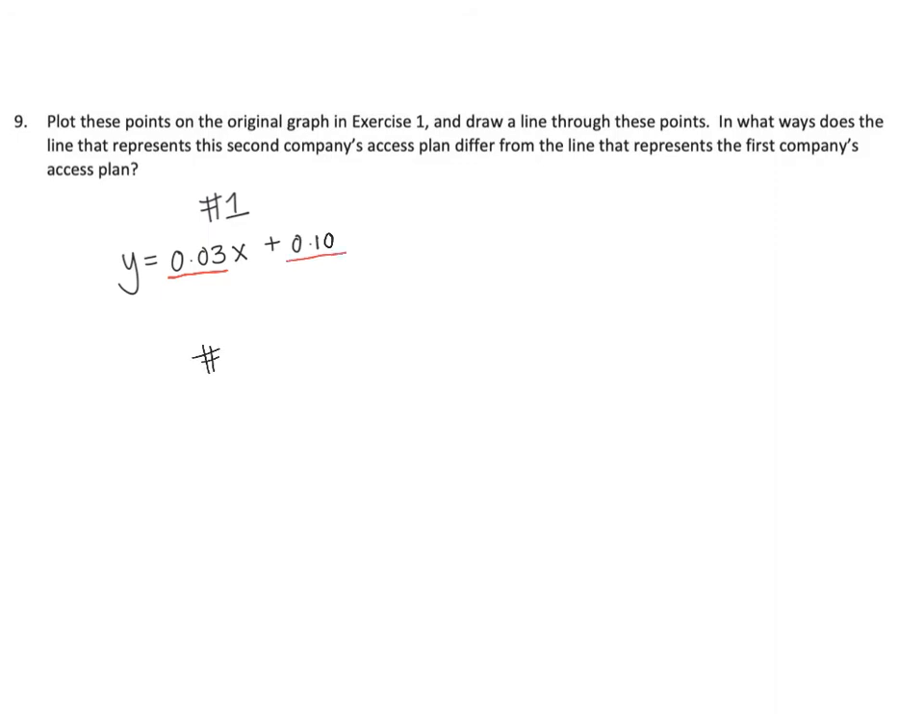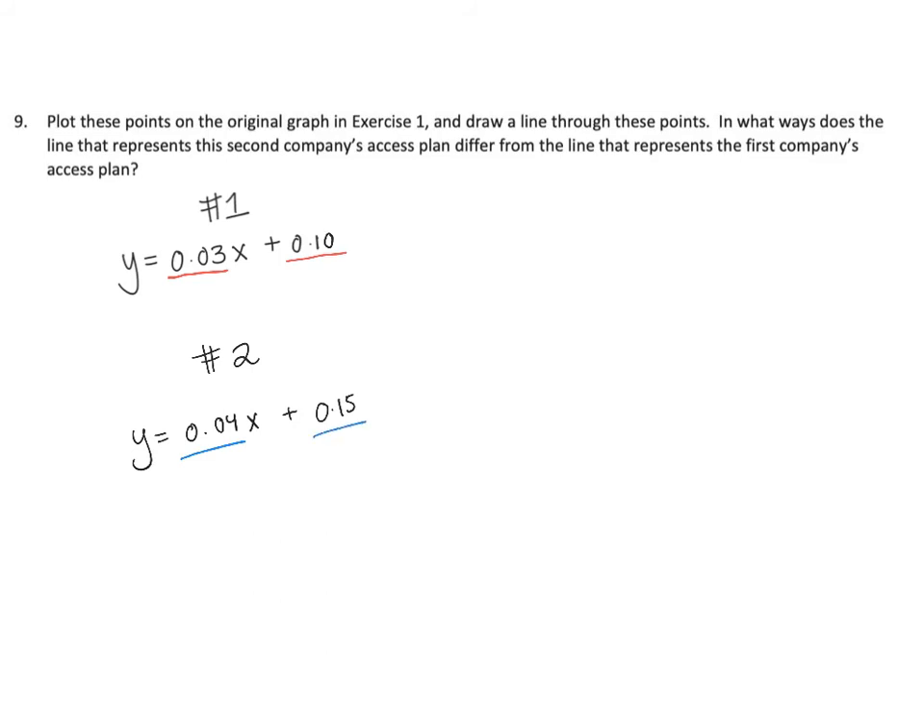Our second plan, the one we just did, our constant rate, we were going up 40 cents every 10 minutes. That means every 1 minute, we're going up 4 cents, and it cost us 15 cents to log in. So 4 cents for every minute we use plus 15 cents to log in.